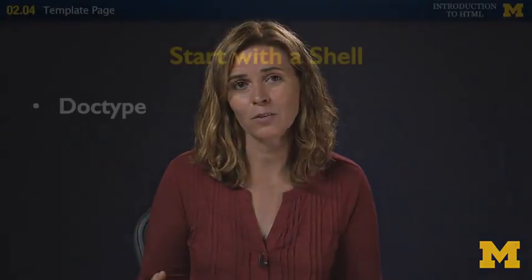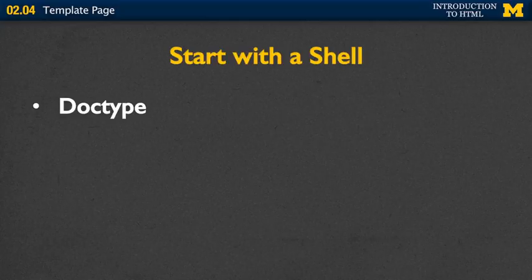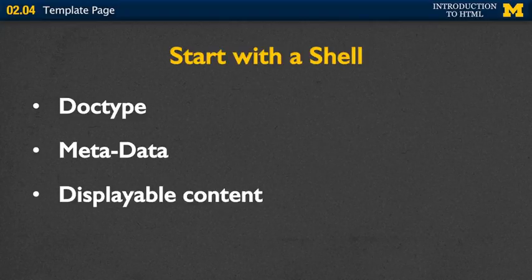If you remember, every web page has three main parts. It has your doctype, which says, hey, browser, I'm going to use HTML5. It has your metadata, which says, I'm going to use this type of language, and this is what the title of my page should be. And finally, you're going to show your displayable content.